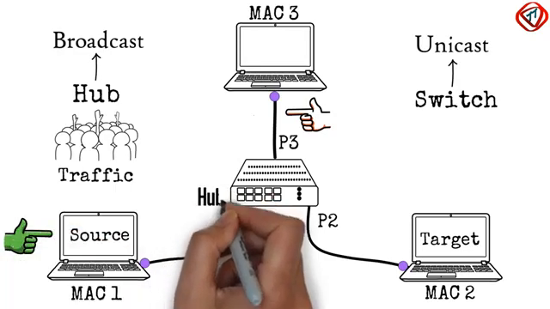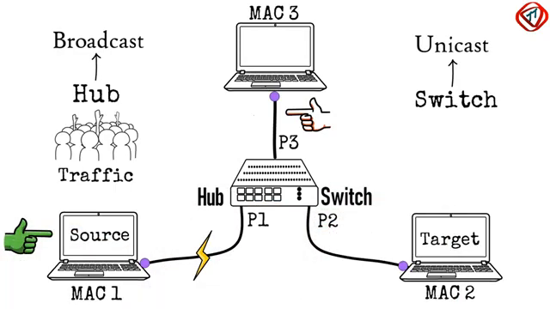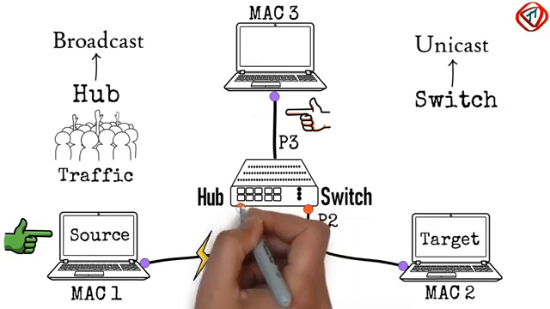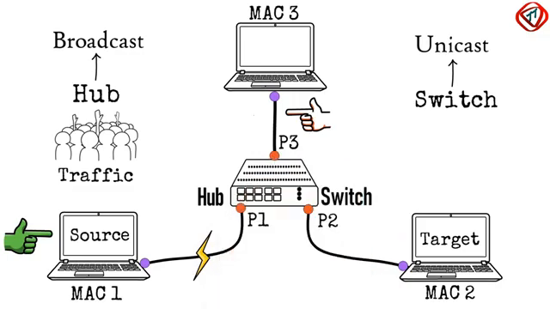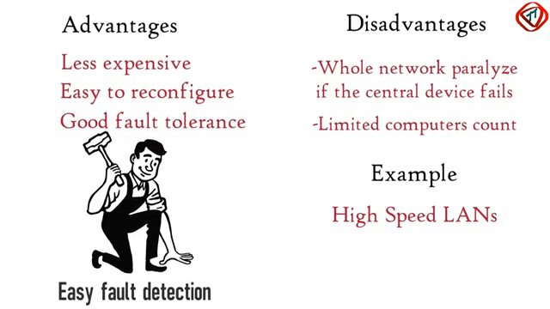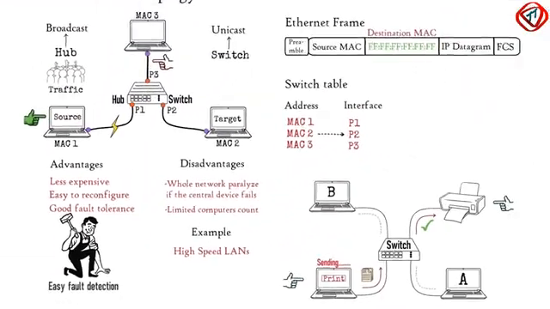However, if the central device goes down, the whole network is paralyzed. One more limitation in star topology is that the number of computers in a network is limited by the number of input-output ports in the central device. Example of star topology is high-speed LAN.